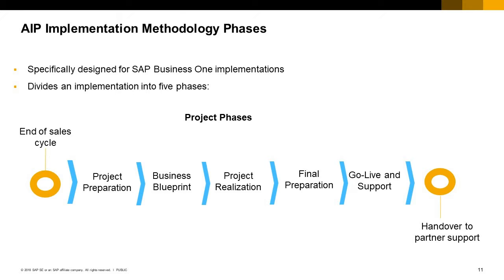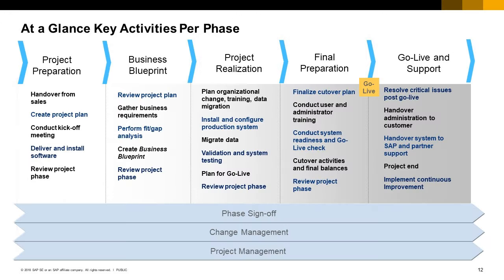Get ready for the implementation project with the initial planning with the sales team. Business blueprint. Business process analysis and mapping. Project realization. Configuration and customization of the customer's company database. Final preparation. Get ready for the go-live. Go-live and support. Make sure the customer's new system is functioning as planned for a predefined period before handing over the customer to your support team. The methodology blends the key activities in a phase with change and project management.